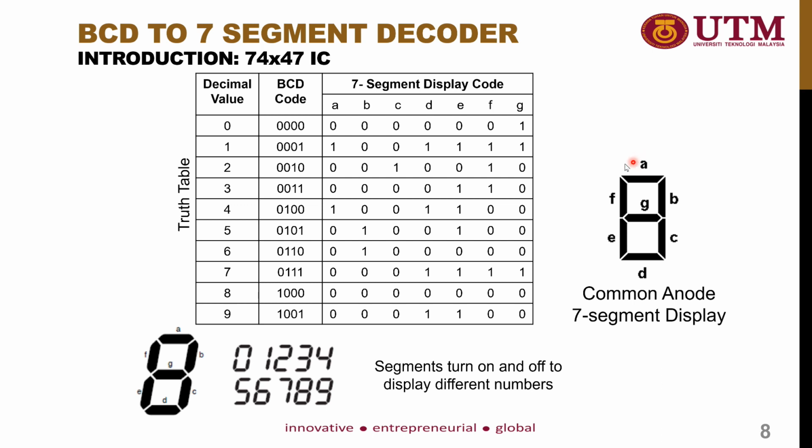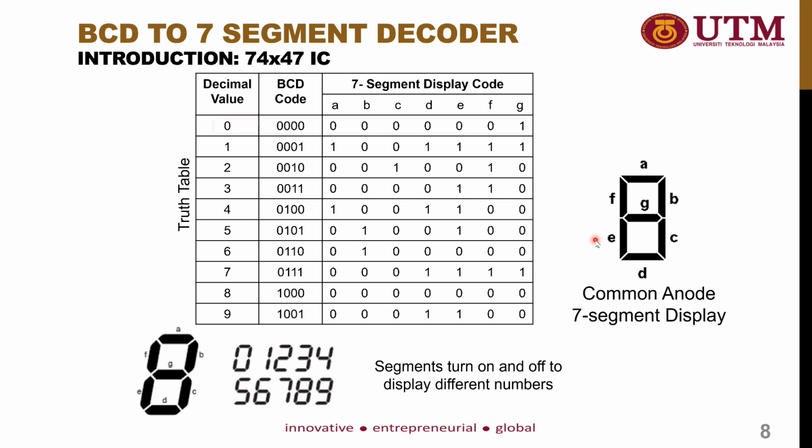Okay, for the 7-segment display, the segments turn on and off to display different numbers. So in order for the 74x47 IC to turn on a segment, it needs to give 0. And in order for a segment to turn off, the decoder must give 1 to the 7-segment display.